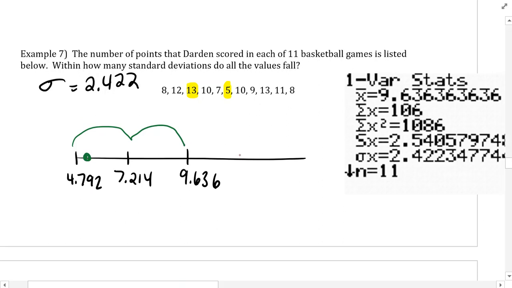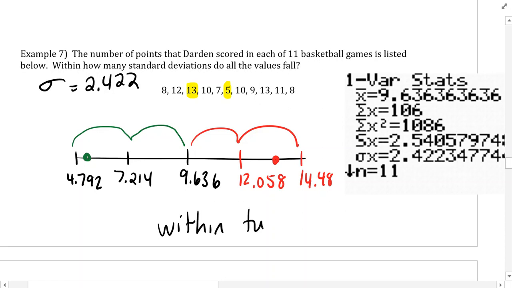When I go above, 9.636 plus 2.422 is going to be 12.058. Then if I add another 2.422, I'm going to get up to 14.48. Now, our highest value on this was 13, which is going to be in between these, right there. So we would say that this is within 2 standard deviations, because it's 2 standard deviations above or below.